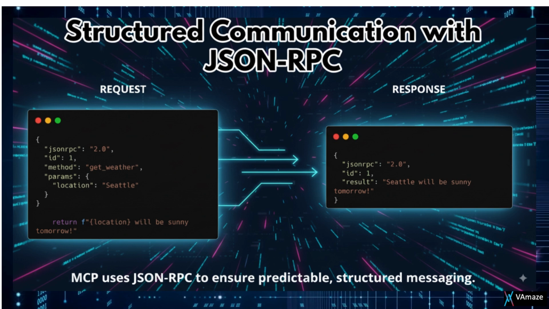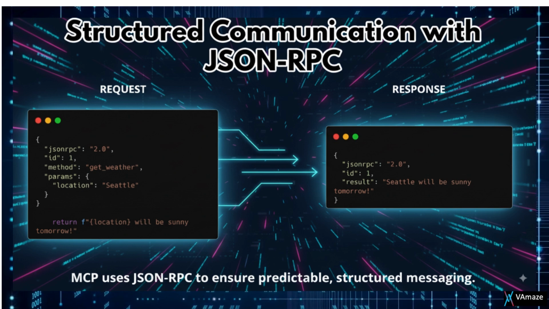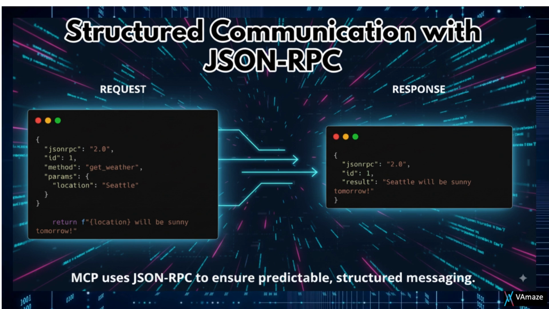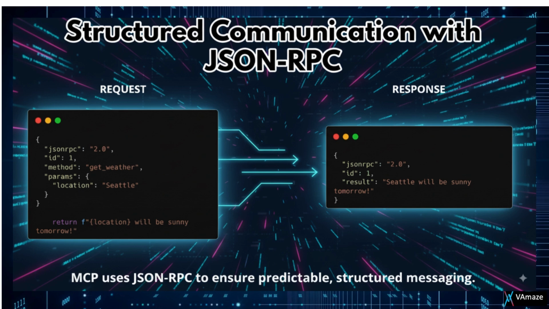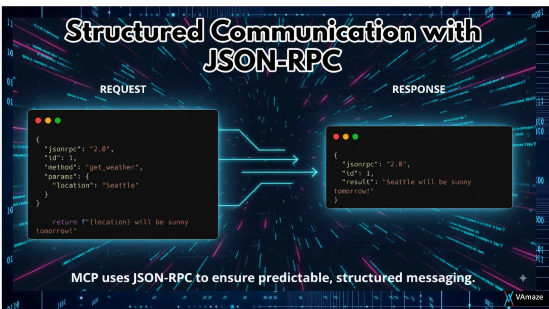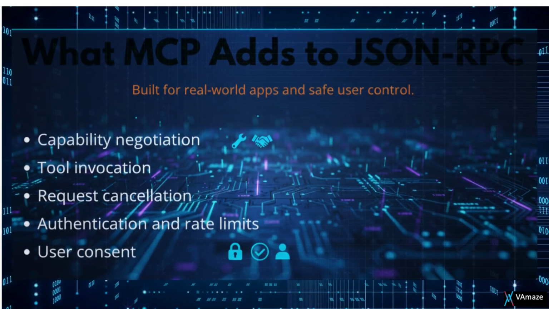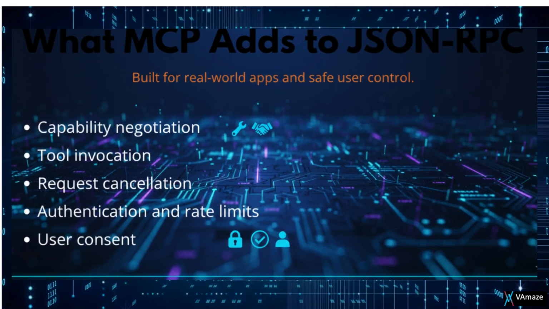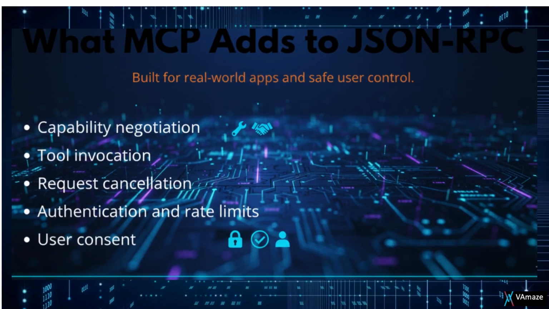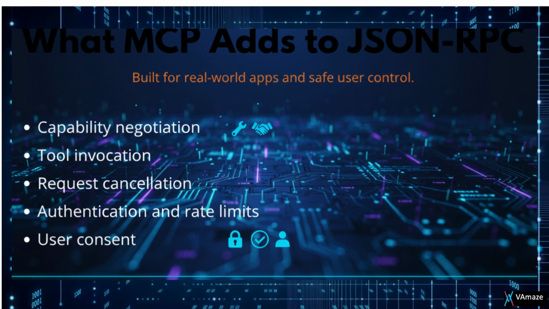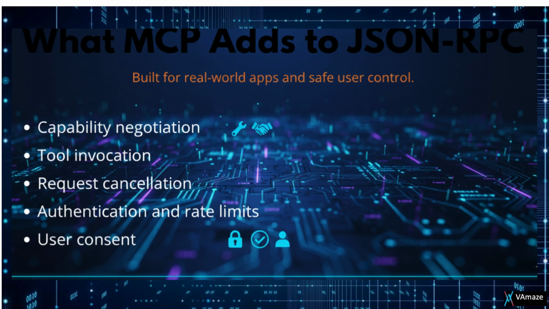All of this happens using a structured message format called JSON-RPC. It ensures clear, predictable communication between components, whether you're using WebSockets, standard input-output, or server-sent events. MCP builds on JSON-RPC with added features like capability negotiation, tool invocation and result handling, request cancellation and progress tracking, authentication and rate limiting, and most importantly, user consent and control.